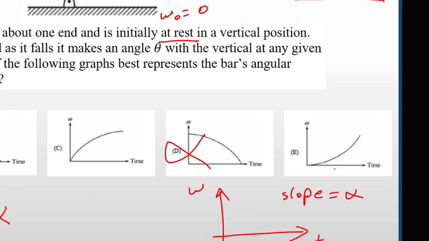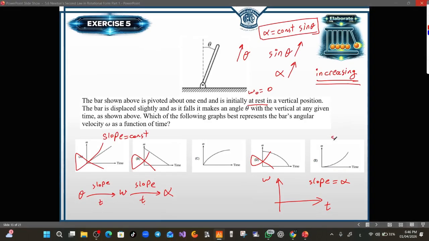For E, at different points, the steepness of the line is increasing. So here we can say that the slope increases. Since the slope represents the alpha, then alpha increases, which means E is the correct answer. So the correct answer is E.